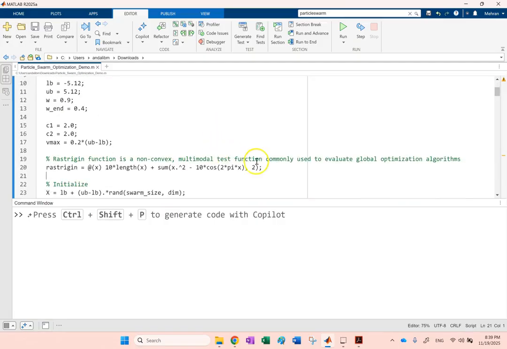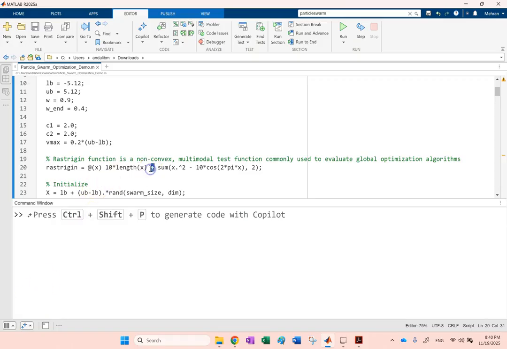So you see that the shape of the function is not such a nice function because there is a sum of x squared, and there is 10 cosine of 2 pi x, and there is a sum and 2 and 10 times the length of x. So it's a very, very nonlinear, non-convex function, and finding the global minimum of this is absolutely not an easy search.